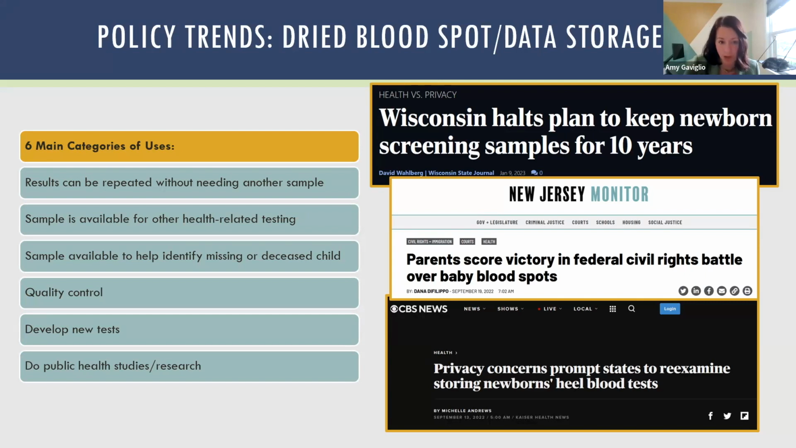And so in terms of policy in this area, I think we are seeing actions at really all levels, including refining statutory language at the state level that defines how these samples can and cannot be used, all the way down to internal programmatic policies on storage and use practices. Next slide.